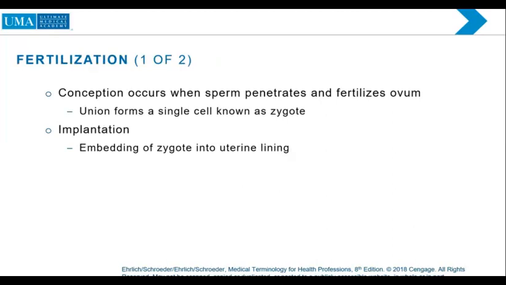Fertilization is when conception occurs, when sperm penetrates the ovum, and the union forms a single cell known as a zygote. Implantation is embedding of the zygote into the uterine lining.